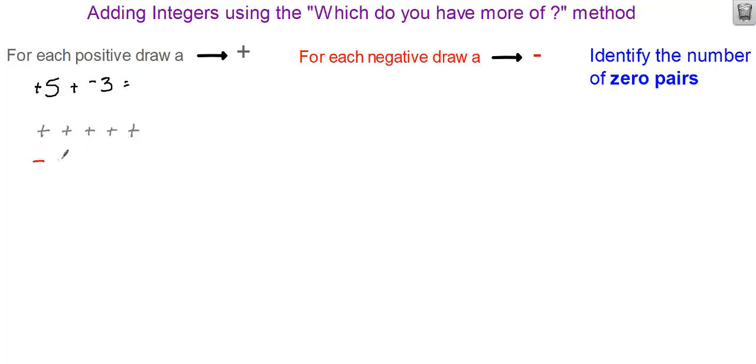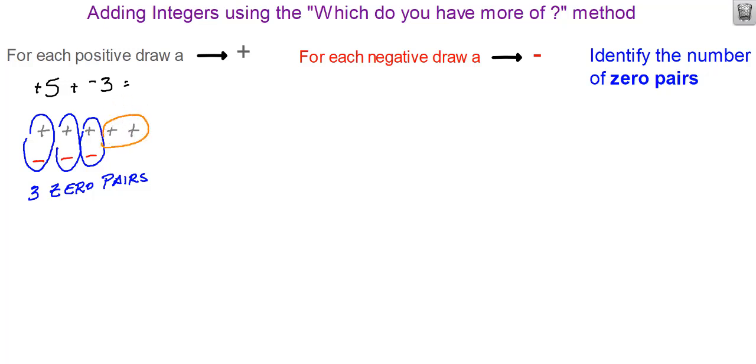Next, for each negative, we're going to draw a negative sign. And we're going to identify the ones that cancel out. We call these zero pairs. Zero because they cancel out, pairs because there's a pair there. So in this case, we have 3 zero pairs. Go ahead and write that out. Whatever's left over, notice these 2 positives that aren't canceled out, that is our answer. So in this case, our answer is positive 2.